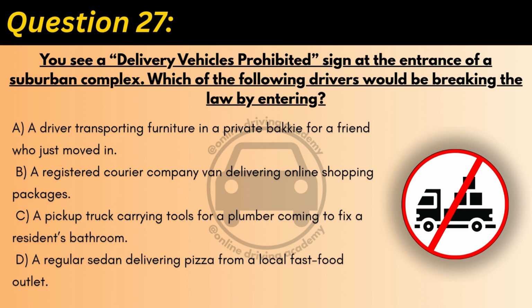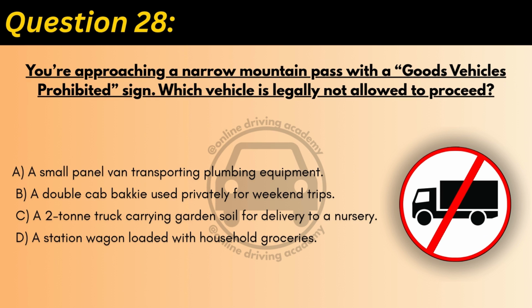Now if you look at our options, only option B is going to mention a commercial delivery vehicle, which the sign is then going to prohibit. So options A, C and D are going to be incorrect, whereas option B is going to be your only correct answer.